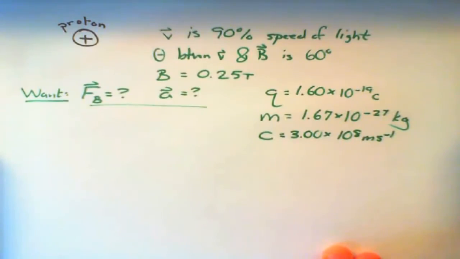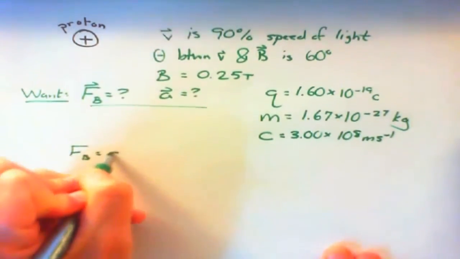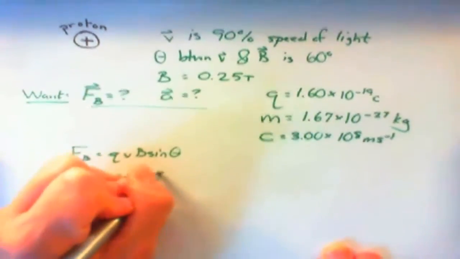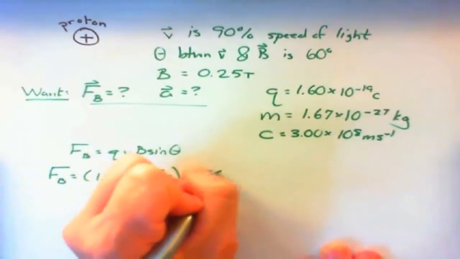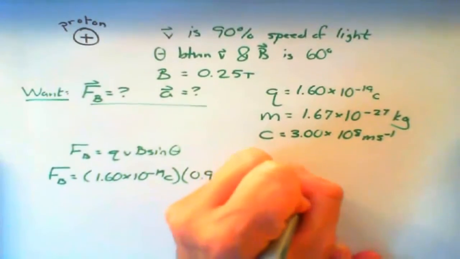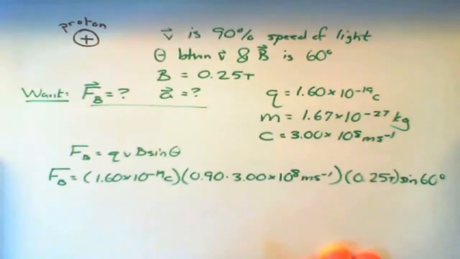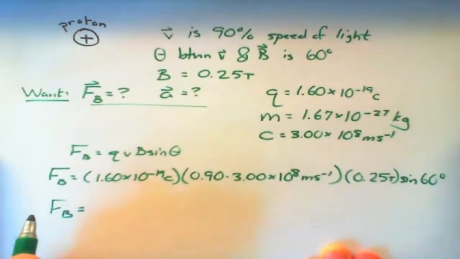Okay. So, if we want to know the force on the proton, well, we have an equation to give us the magnitude of that. F equals QVB sine theta. We know Q, we know V, we know B, we know sine theta. So you plug it in, you figure out the force, there you go.